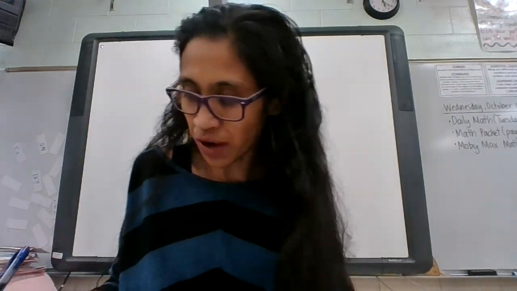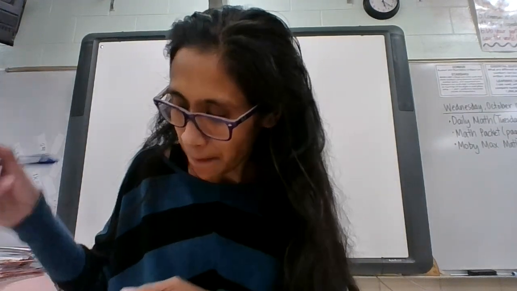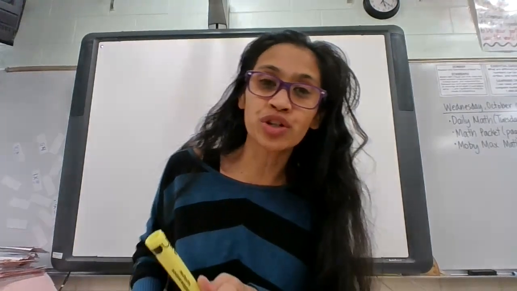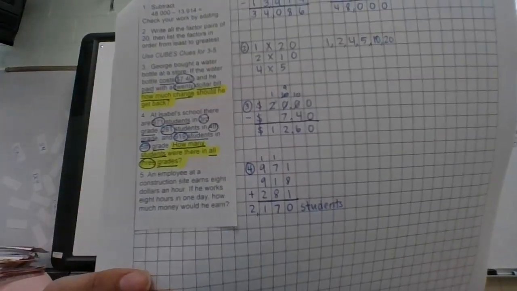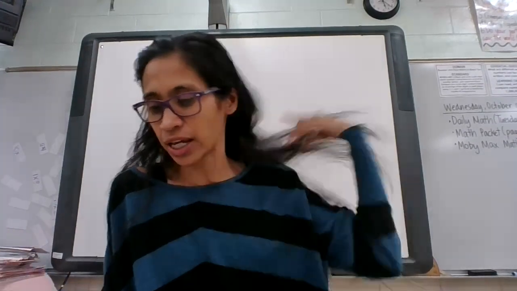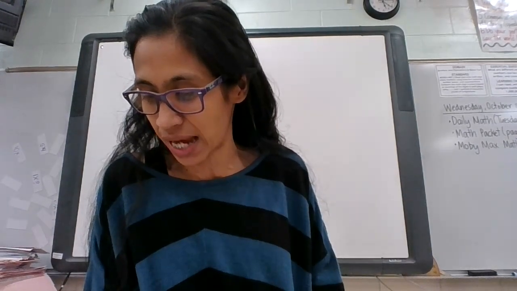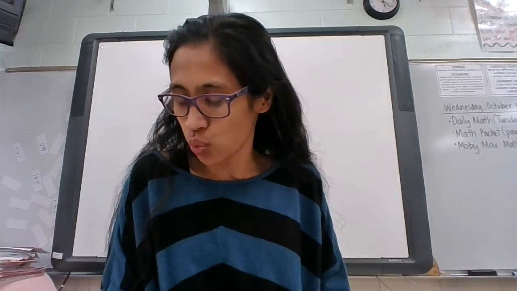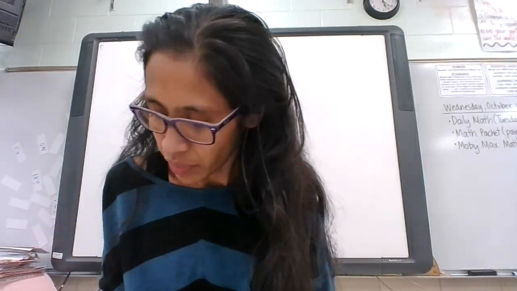All right, so let's do number 5. Oh, you know what? I forgot to box my question. I'm going to do that now. All right, so if you forgot to do your cubes clues, make sure that you do that. All right, let's do number 5. I'm going to read that. Read it with me. An employee at a construction site earns $8 an hour. If he works 8 hours in one day, how much money would he earn? All right, so let's go ahead and I don't see any numbers. That's because all the numbers are in word form. All right, I'm going to circle 8.